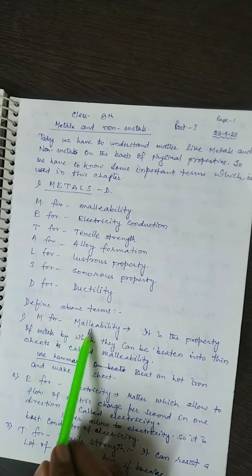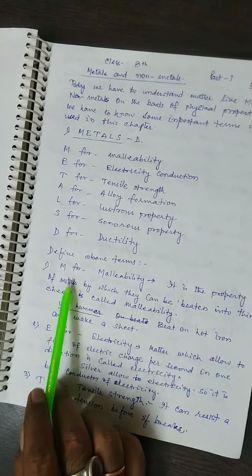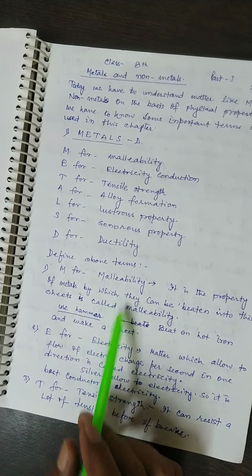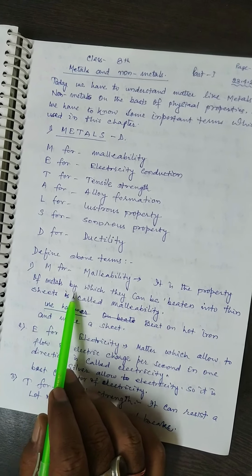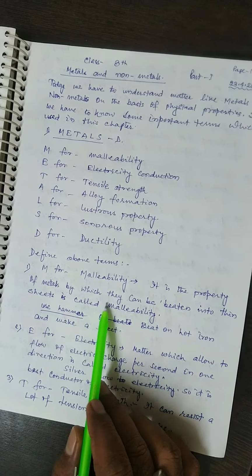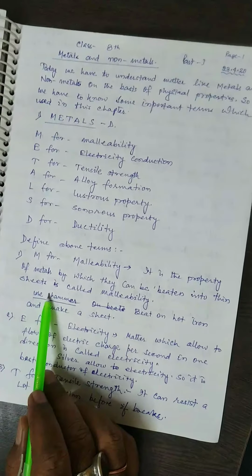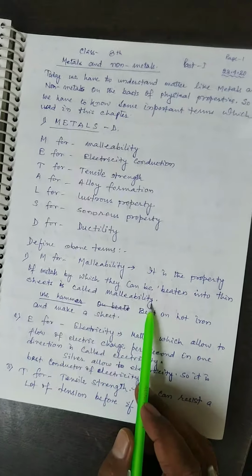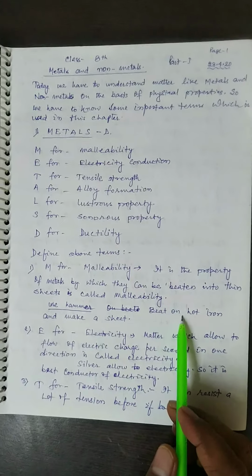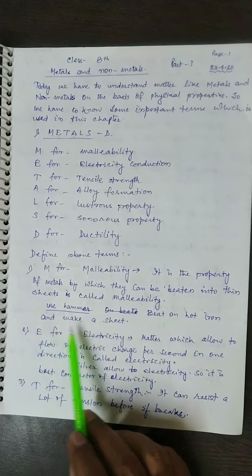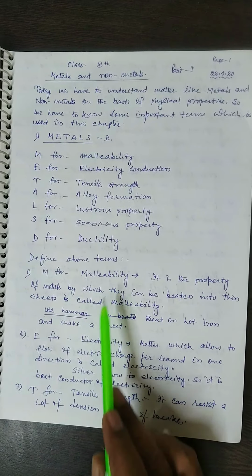Now define the terms. M for malleability. It is the property of metals by which they can be beaten into thin sheets, called malleability. Beat on hot iron and make a sheet, it is the property of malleability.